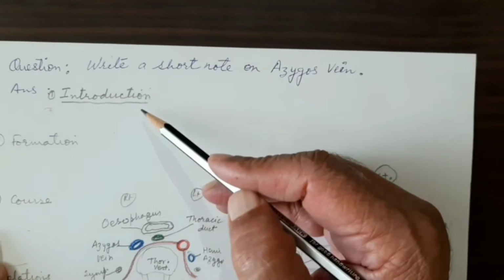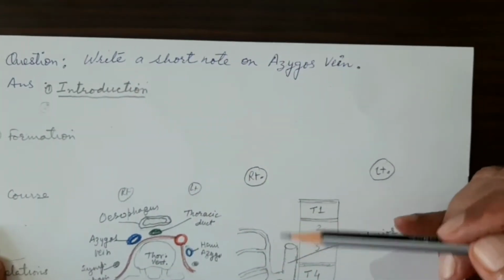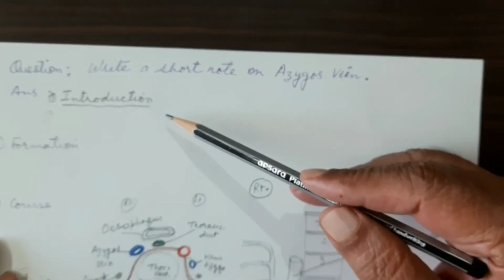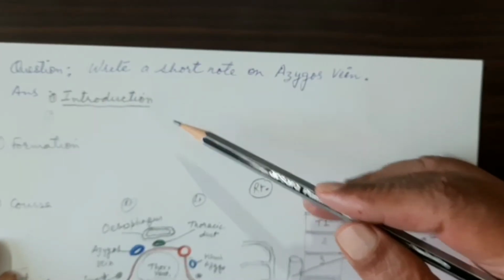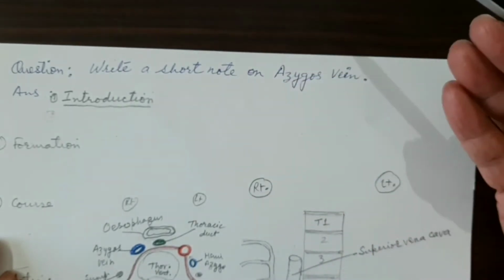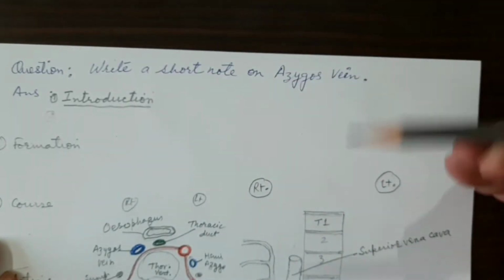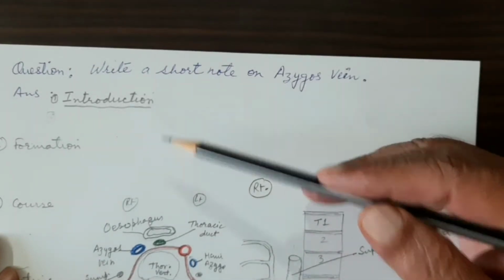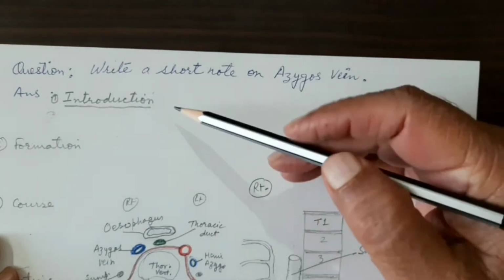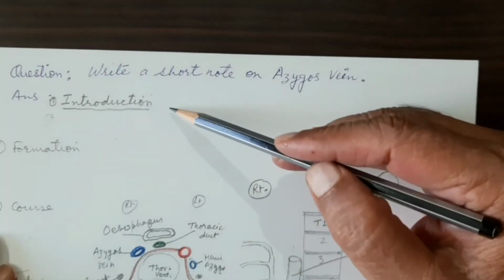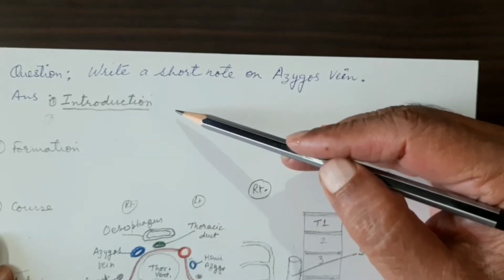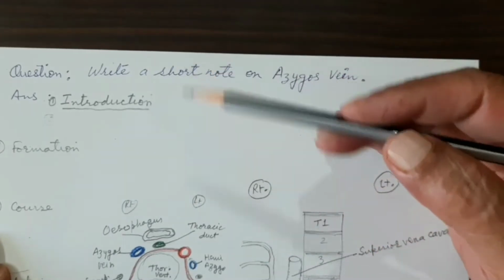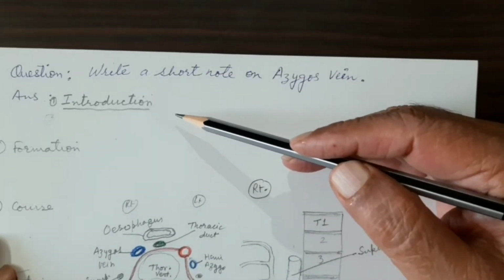In introduction, I will say that the azygos vein is present only on the right side, so it is a unilateral structure, not like that of the thoracic mammary artery, okay? Now this is present on the right side in the posterior mediastinum. Though it begins in the abdominal cavity, its major part lies in the posterior mediastinum.